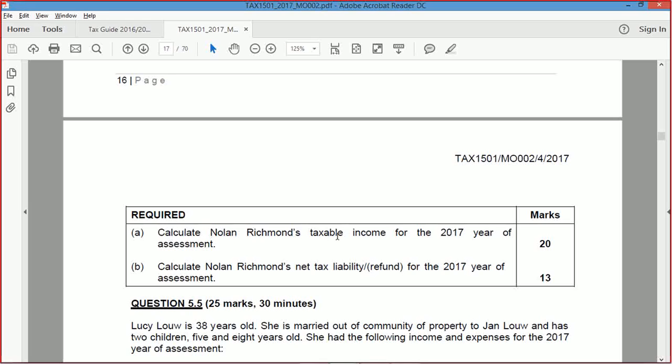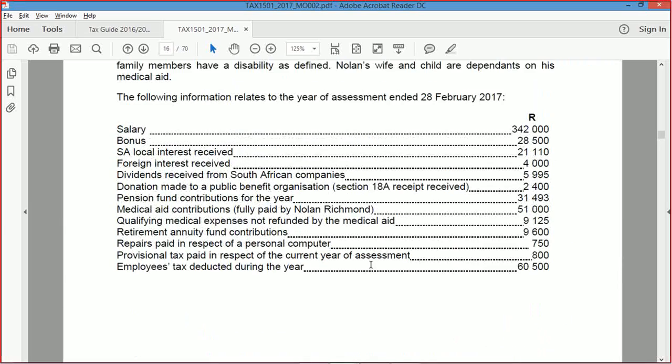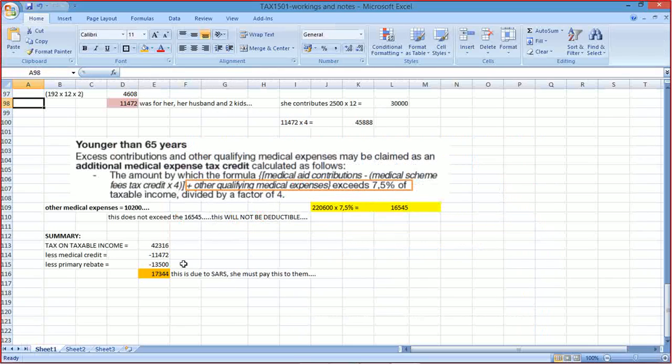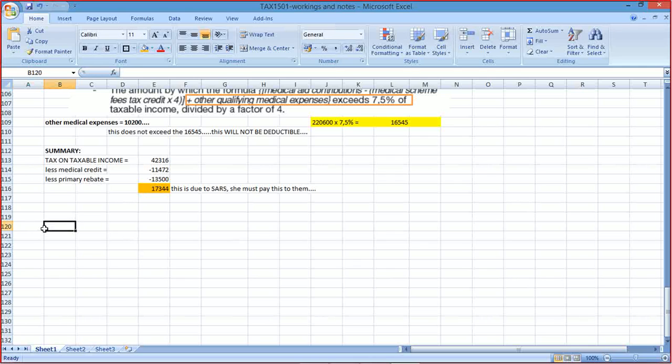So what are they asking you for here? A, calculate Nolan's taxable income for the year of assessment. B, calculate Nolan's tax liability. So that's basically what we did previously. Let's draw it up. Let's set out our working. This is question 5.4, page 16, study unit 5.